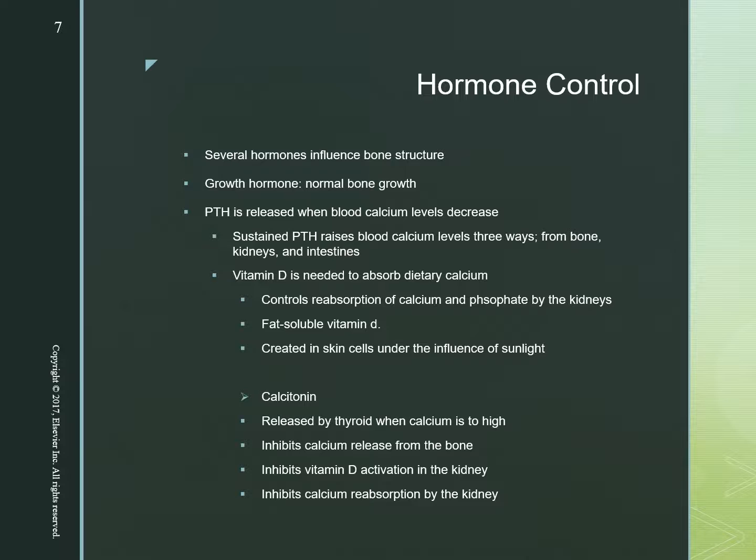Calcitonin is released by the thyroid when calcium is too high. It inhibits calcium release from the bone, and it inhibits vitamin D activation in the kidney. It inhibits calcium reabsorption by the kidney. Vitamin K also increases bone calcification and reduces serum osteocalcin.